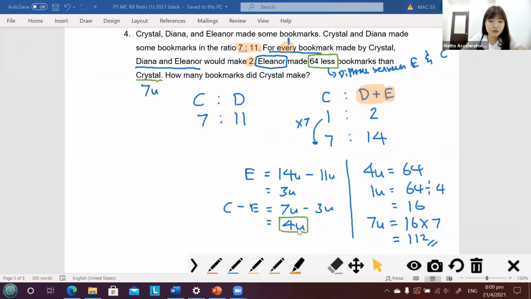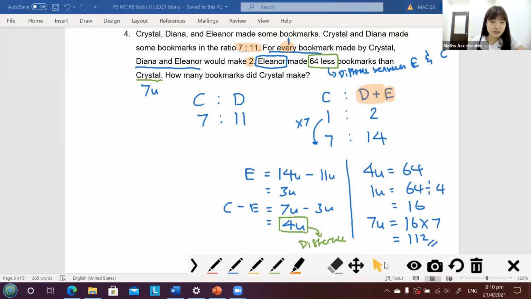Someone asked why 4 units. Do you mean why is it 4 units? As in how I got it is 7 minus 3. Because Crystal is 7, Eleanor is 3. So the 64 less is because Eleanor made 4 units less. 7 minus 3, 4. So that's why the 4 units is your 64, the difference. This is also difference. So you can make the connection here. This is the important part. Once you make the connection, you can look for 1 unit, then things get easy already.